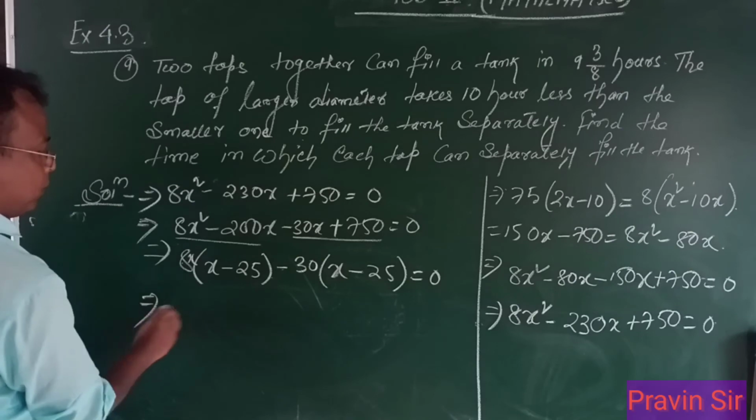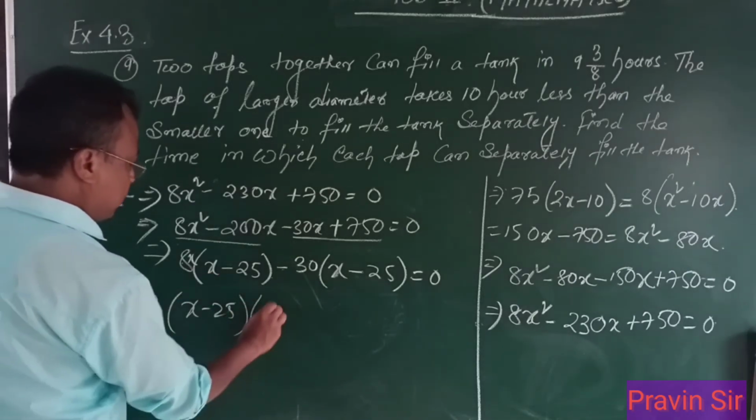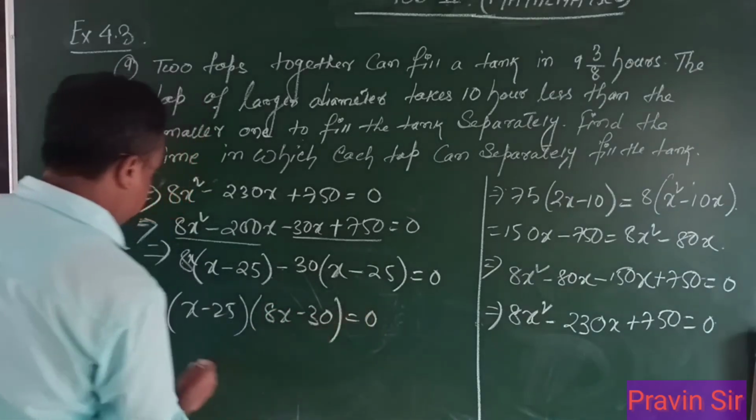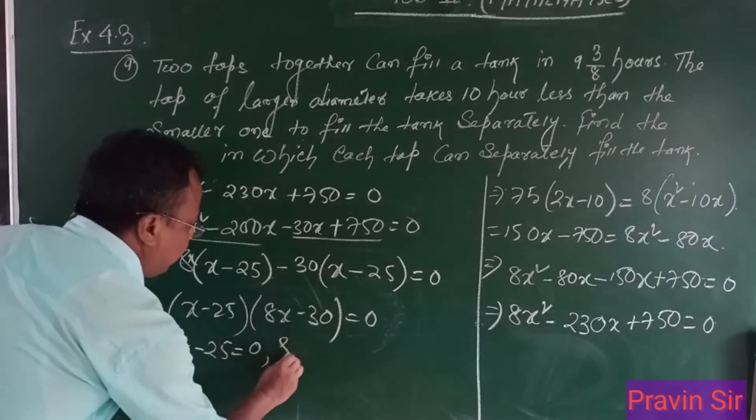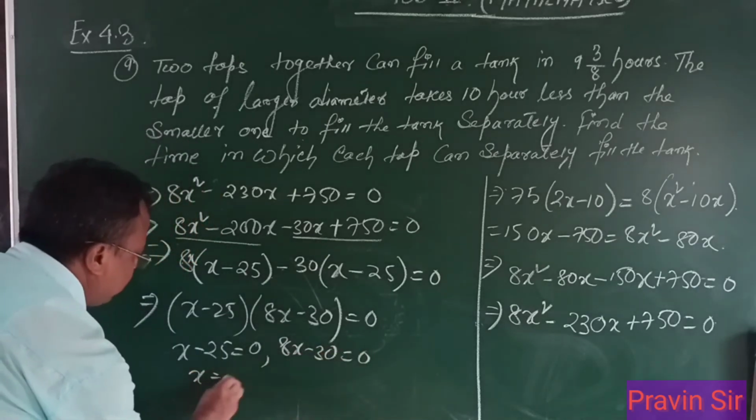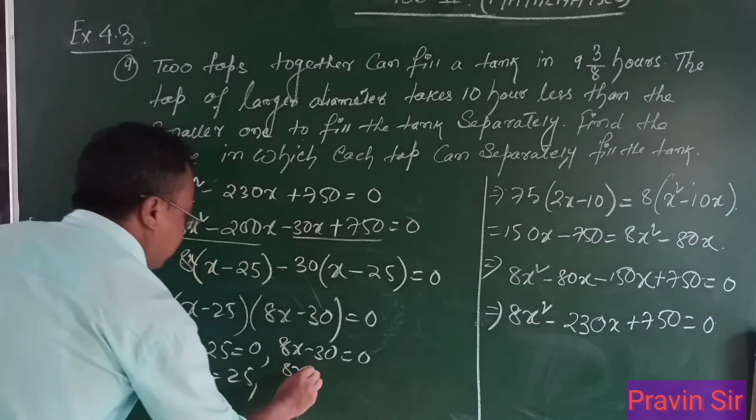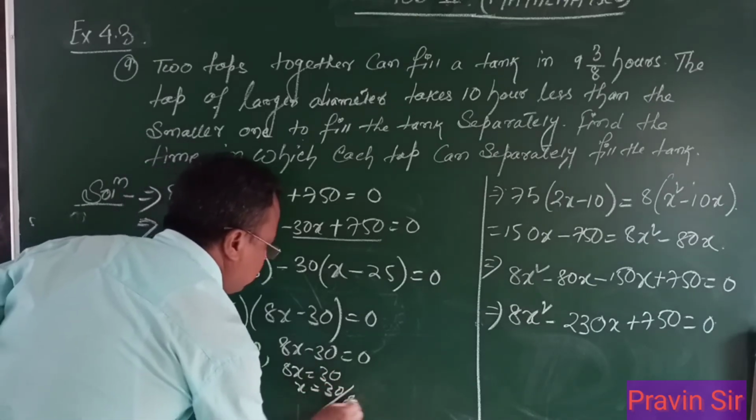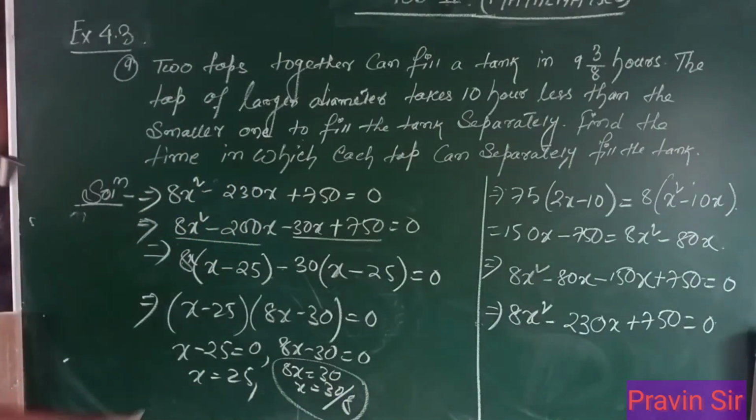So now what is common here? (x minus 25) is common, then what is left? (8x minus 30) is left, is equal to 0. So it means x minus 25 is equal to 0 and 8x minus 30 is equal to 0. So x we got 25, and here we got 8x is equal to 30, so x is equal to 30 by 8. So this one we will neglect because it is a fractional number. Okay, so now x we got 25.